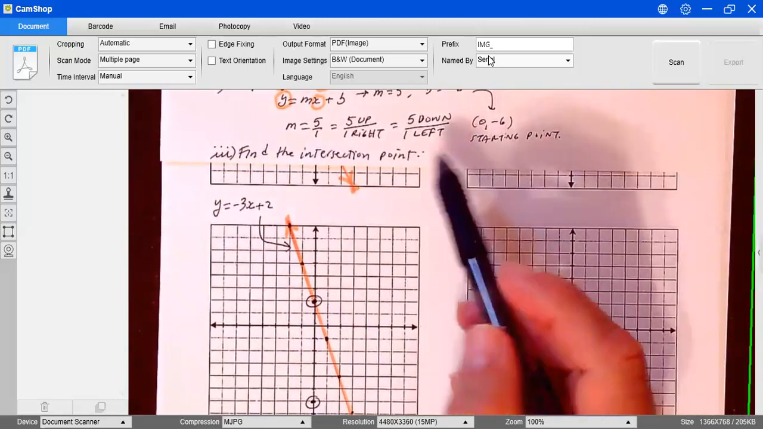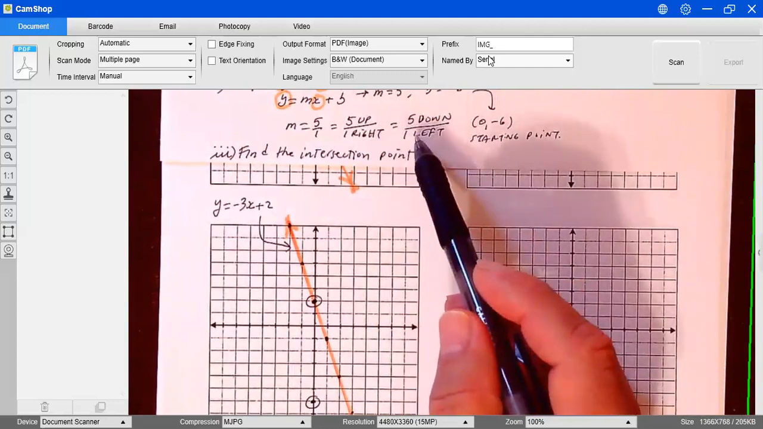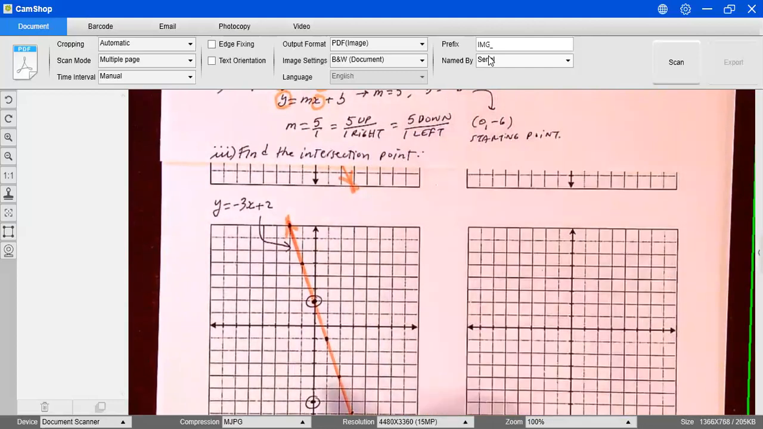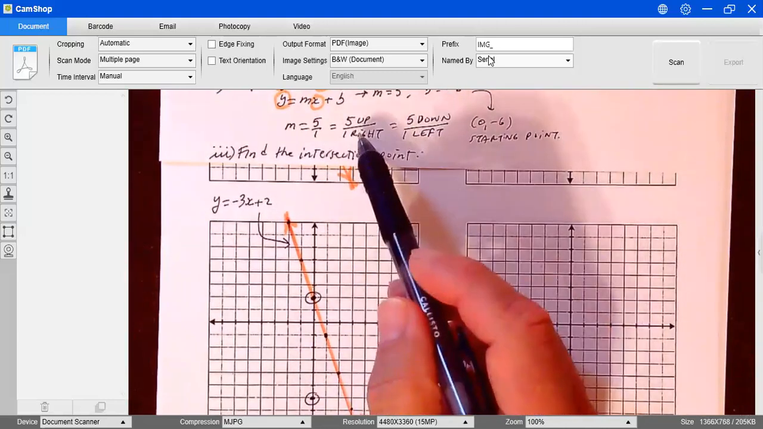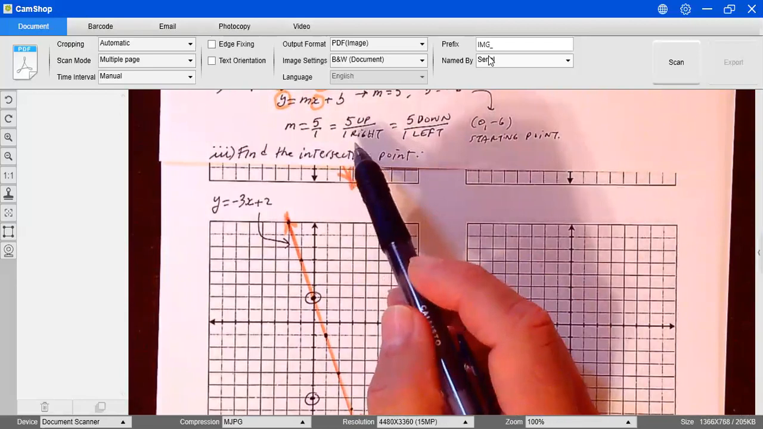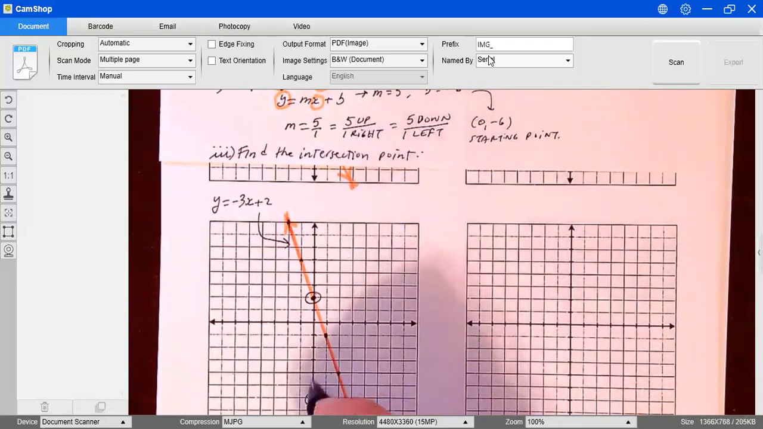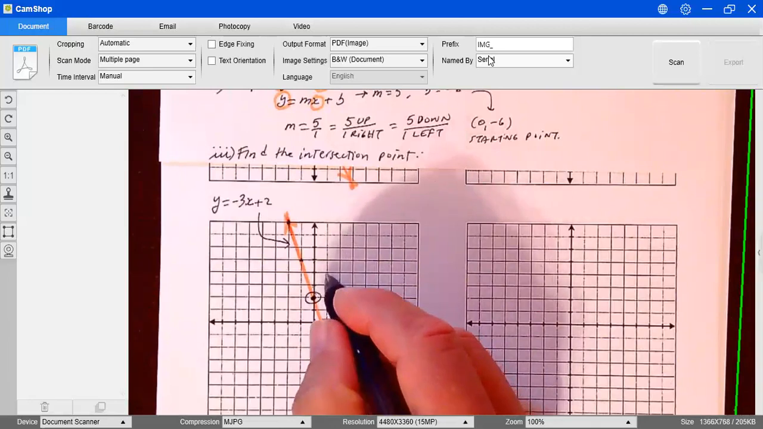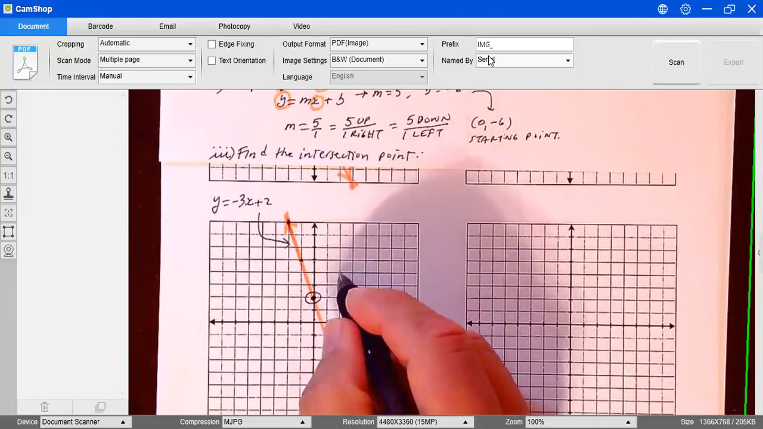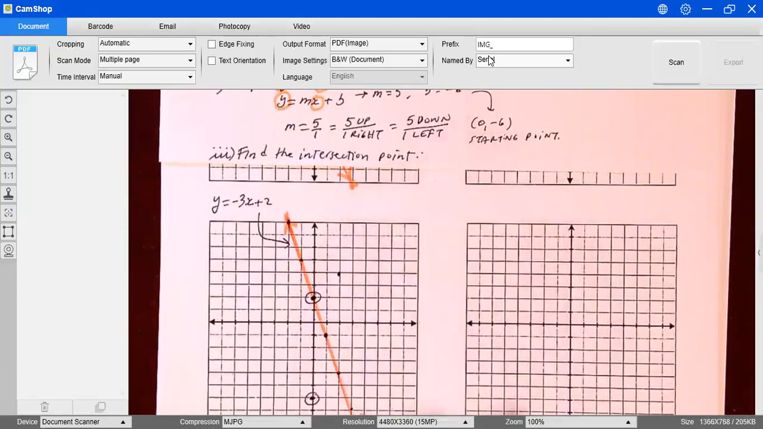Then I have 2 options. I can go 5 down and 1 left. It's not possible because I don't have more room in my graph. Then I want to use the other one, 5 up, 1 right. So 1, 2, 3, 4, 5 up, 1 right. So this is 1 point, and 1 right. And I have these 3 points.